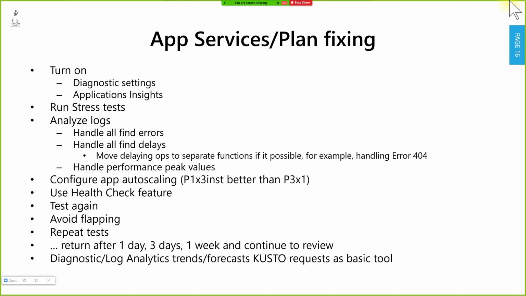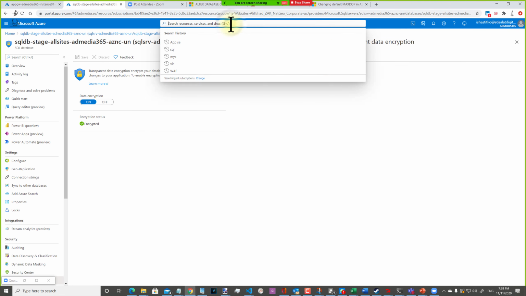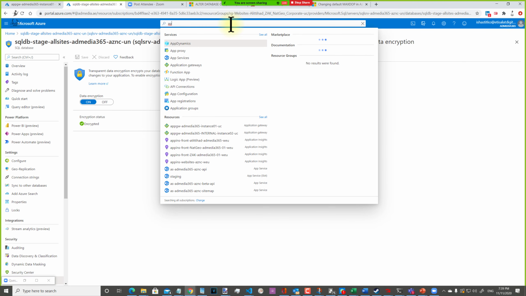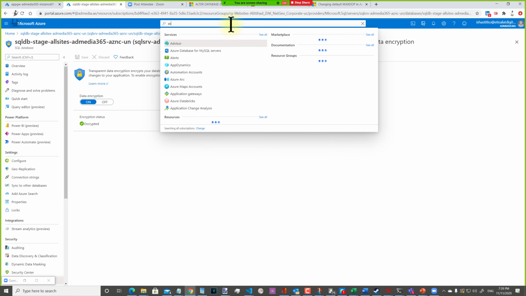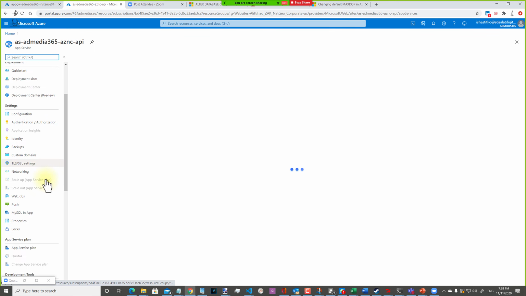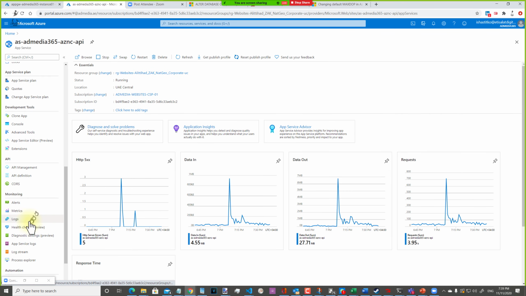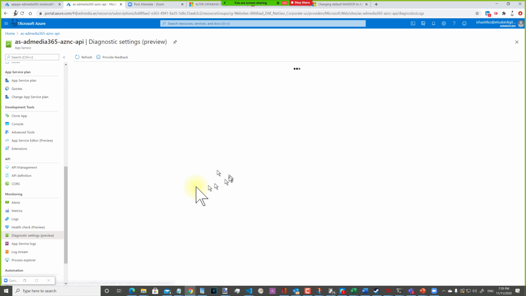Fixing also this scenario, how you exactly can do this with the application services. Turn on diagnostic settings. Please be aware that on the diagnostic settings, you can turn on a lot of features, a lot of options, a lot of parameters that you can analyze afterwards.